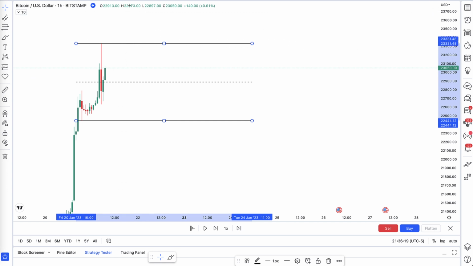This could continue going higher, it could come down, it could go all the way down. So what we're looking for is a sweep just above this, a little wick, and then a pullback into the range, and then a test of the opposite side of the range. Okay, that is how it works.